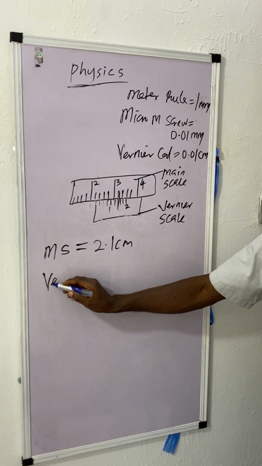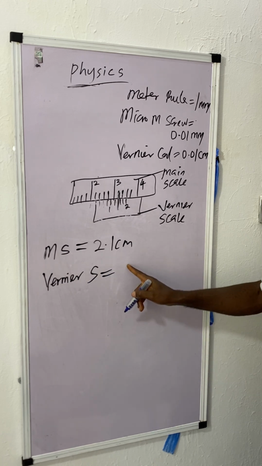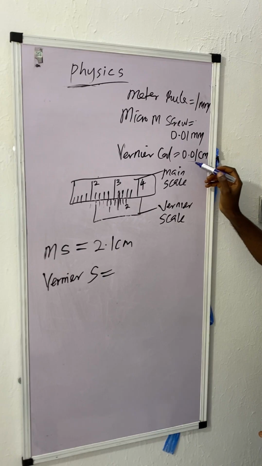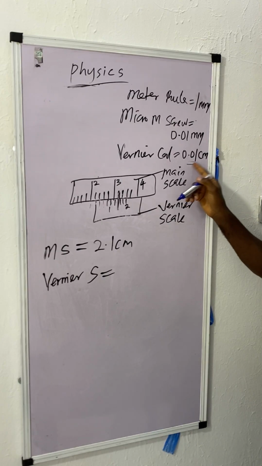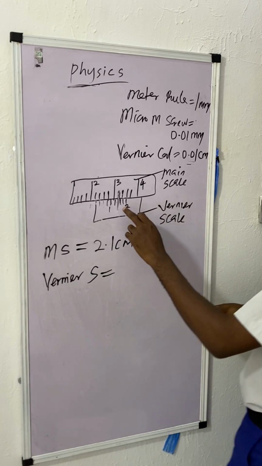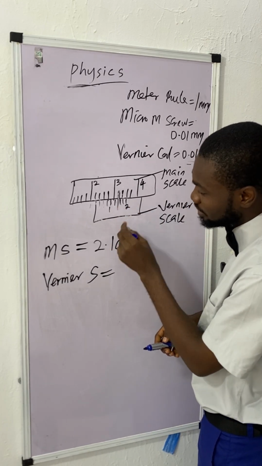All right. When we want to read the vernier scale, this is where we are going to observe the zero error. Anything we get, we are going to add to this zero error here, 0.01 centimeter. At this point of coincidence, that's where we get our reading from. We count and stop there. That's the reading we are picking.